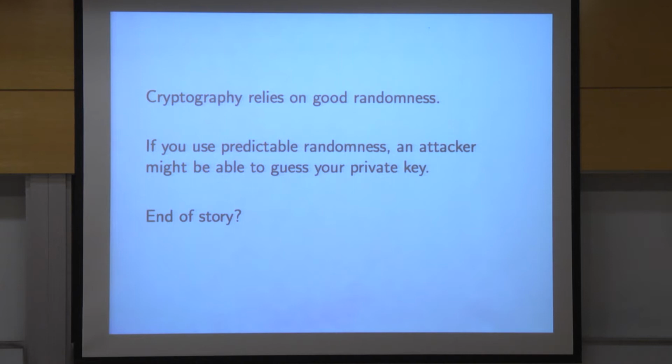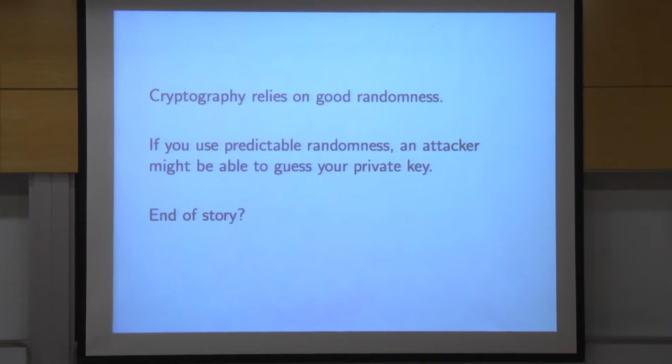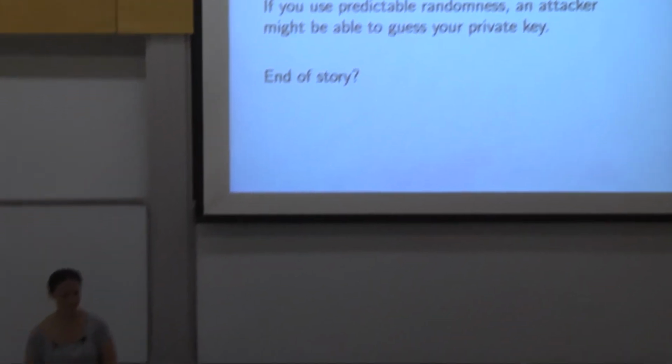So at this point I want to talk about what could possibly go wrong. Cryptography relies on good randomness. And if you, for some reason, use predictable randomness, an attacker might be able to predict your private key. End of story. Is that the end of the story?